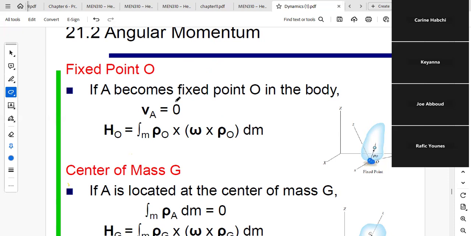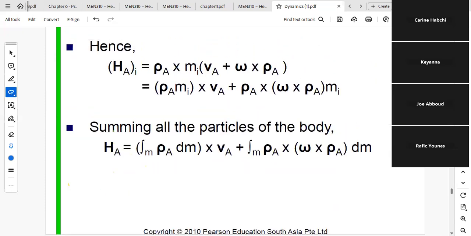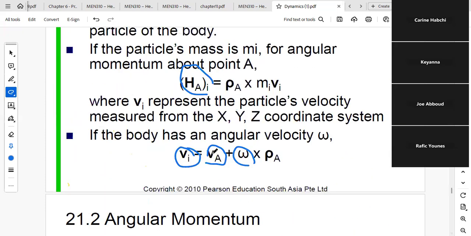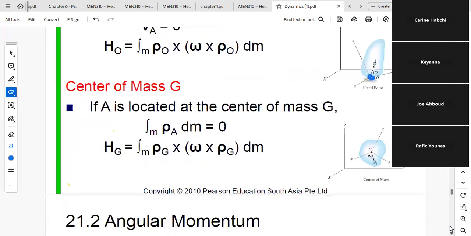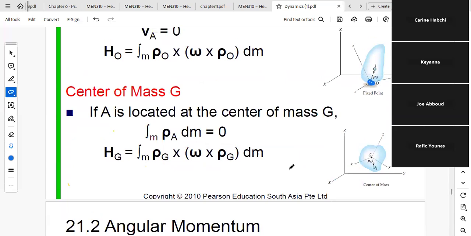So if you put point A on O, what will happen? Velocity of A will be 0. So if you go back to this equation, since A is fixed, VA will be 0, and you will just have to integrate omega vectorial the position vector of each particle from point O. Okay, so if we take this particular case and perform the integral procedure, we'll get a certain expression that we'll see together now. Another important application is to take point A at the center of mass.